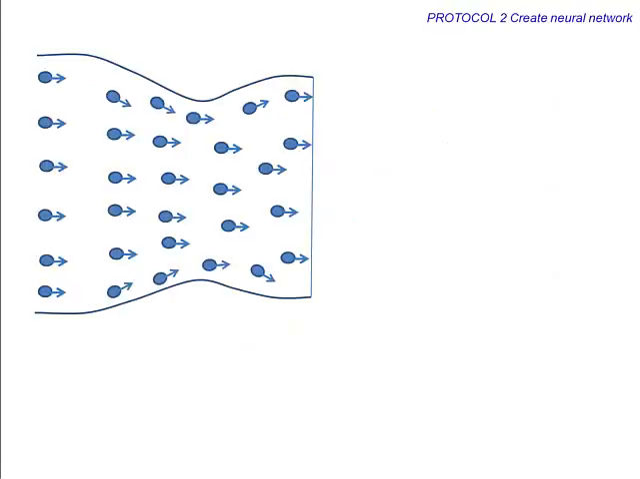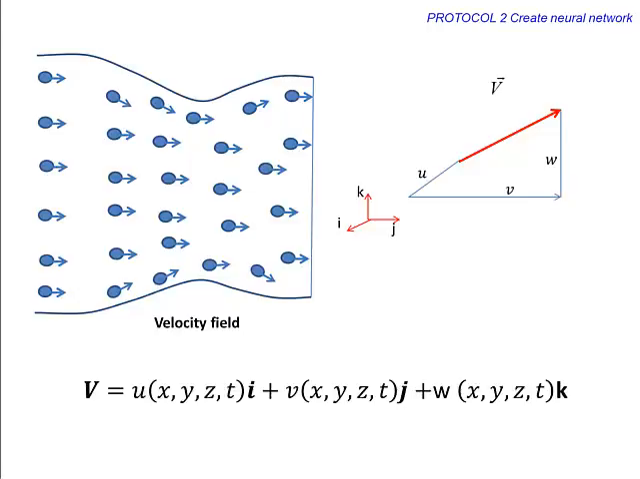A velocity field can be mathematically represented as a function of space variables and time. Let U, V, and W be scalar functions that give scalar components of a given velocity vector field V. Using this representation, we can identify velocity vectors of all particles in a flow field for a given x, y, z and time.